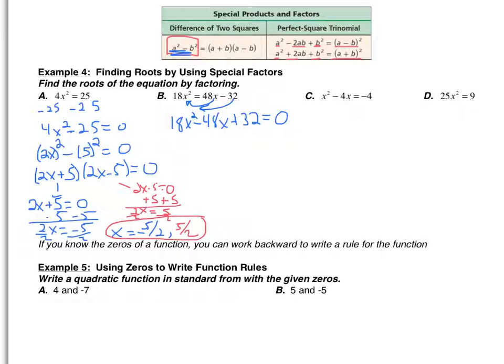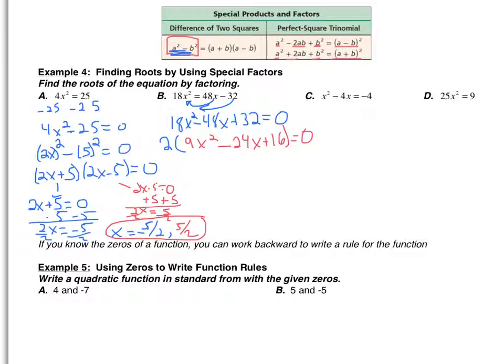What can we do to this? Can we divide anything out? Well, we can divide everything by 2. So let's factor out a 2. And then if I divide 18 by 2, I get 9x squared. Minus, if I divide 48 by 2, I get 24x. And if I divide 32 by 2, I get plus 16.